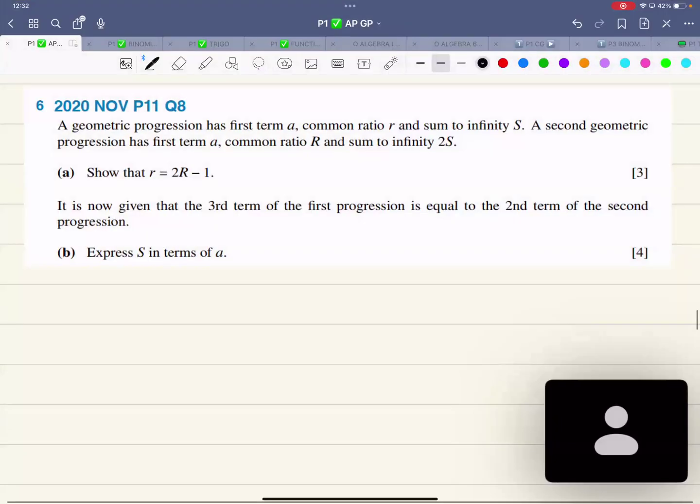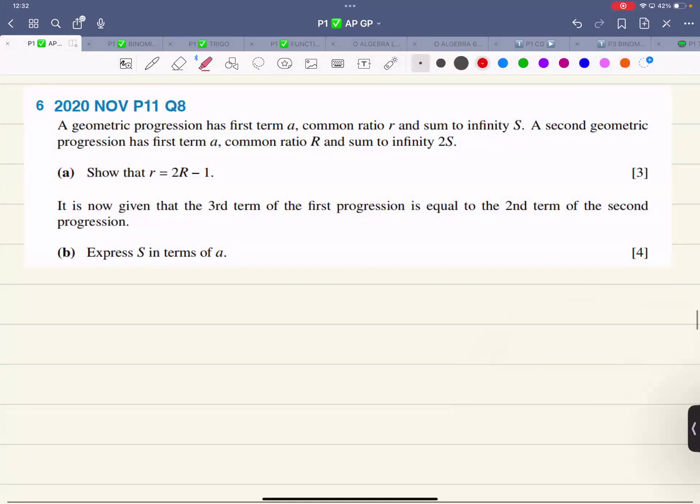So now let's look at this question. The question says, a GP has first term A, common ratio r, sum to infinity S. Then there is a second GP. It has first term A, common ratio capital R, sum to infinity 2S. Now, first of all, I need to pinpoint what is common and what is uncommon. A is common. This is S and this is 2S. What is uncommon? There is small r over here, and there is a capital R over here.